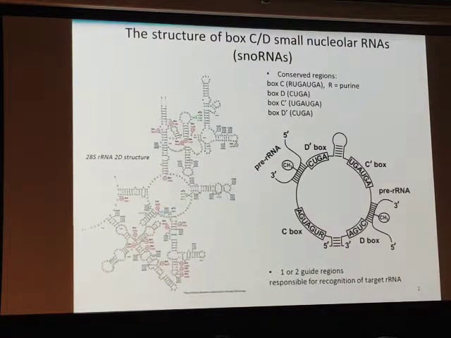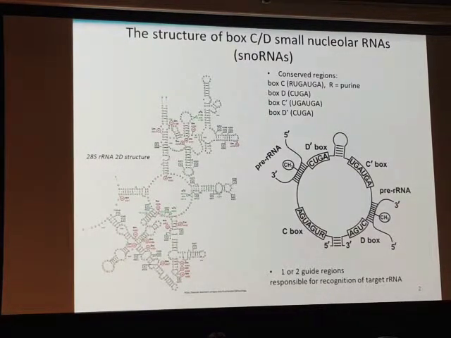rRNA molecule. And if you take a look at the left side of the picture, you can see that this is a fragment of human 28S subunit ribosomal RNA, and it contains a lot of modified nucleotides. Most of the modified nucleotides are presented with ribose methylated nucleotides.